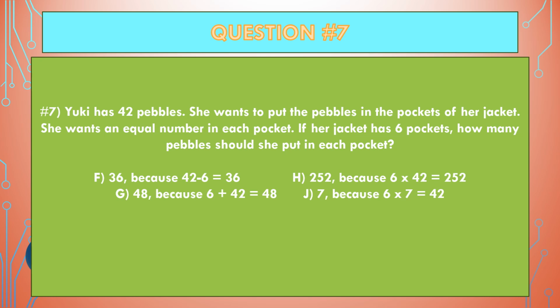F, 36, because 42 minus 6 equals 36. G, 48, because 6 plus 42 equals 48. H, 252, because 6 times 42 equals 252. J, 7, because 6 times 7 equals 42.